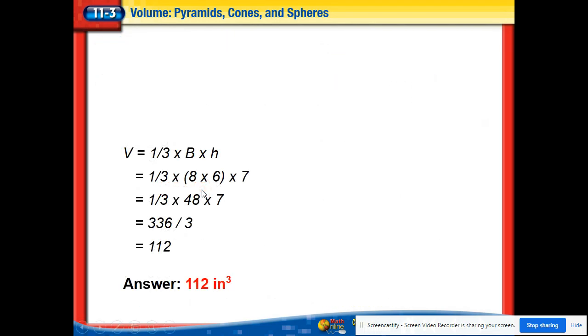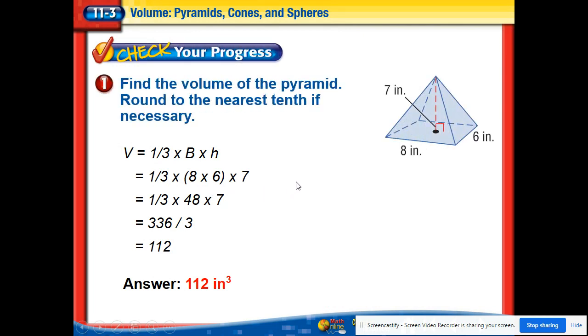Let's try another one. Here we have a base of 8 and 6, and a height of 7. So 8 times 6 is 48, times the 7 is 336. And then as I said, the last thing we do is divide by that 3, which gives 112 inches cubed.